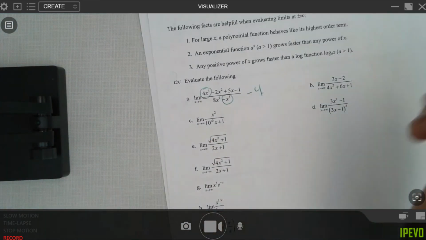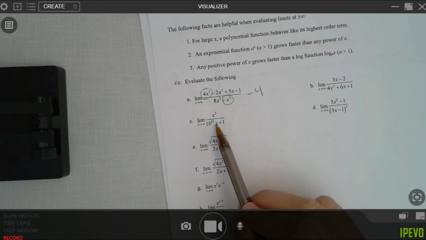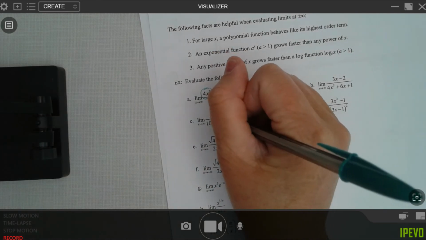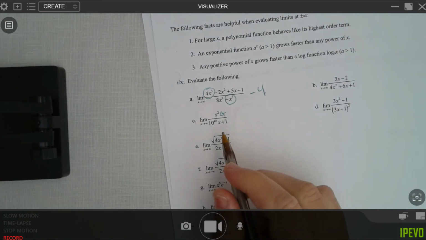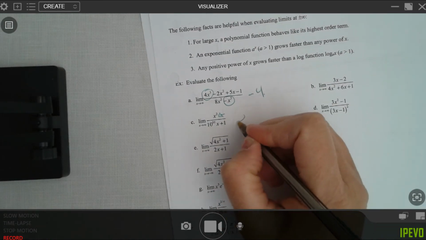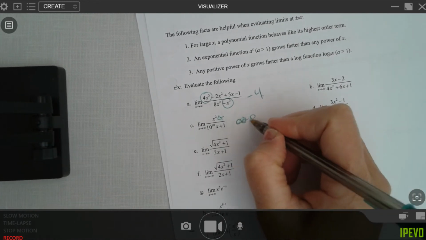Now in questions like this, it's saying that I have an x squared and it says 10 to the 10th times x. So it's not 10 to the power. So an x squared is still larger, so that's going to be growing faster eventually. So this is going to be going to infinity, or does not exist. We could just say does not exist.